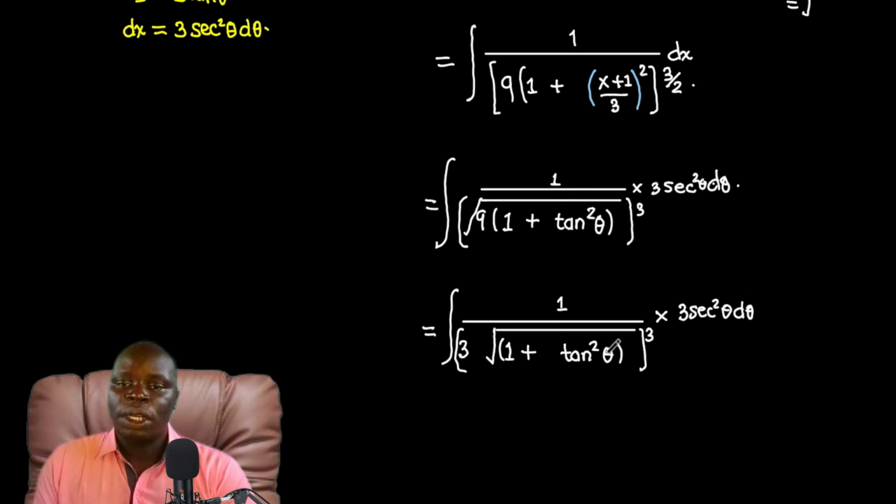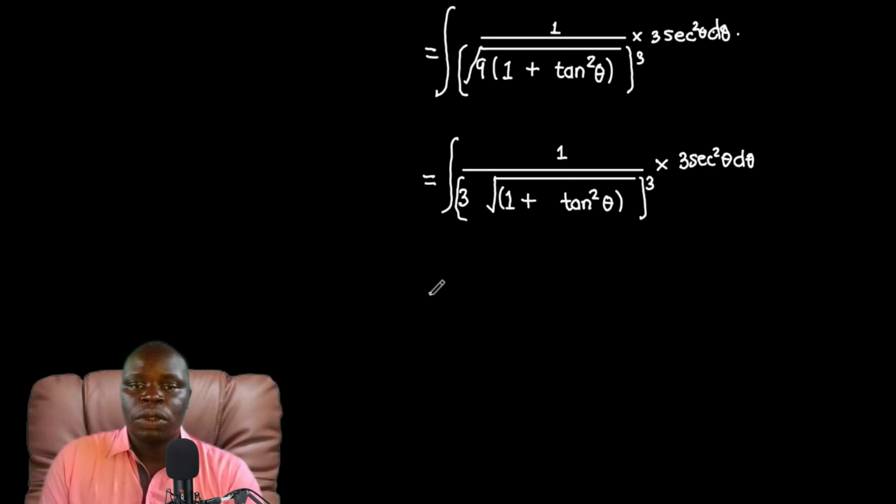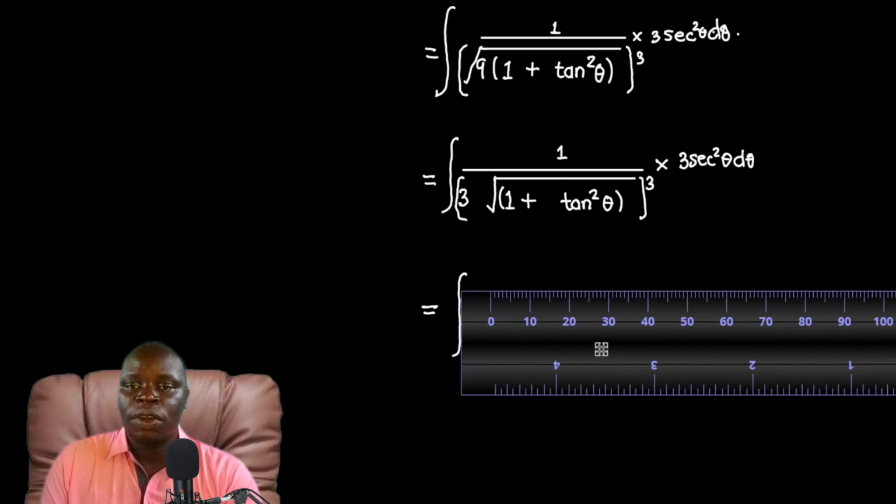Now let's go on and open up this by distributing our power 3 to this term containing the root and also here. So when you cube 3, you get 27. So let's push on, and we have the integral of, let's again organize our work.